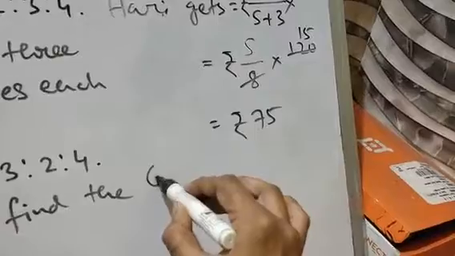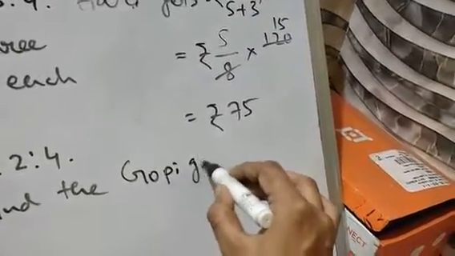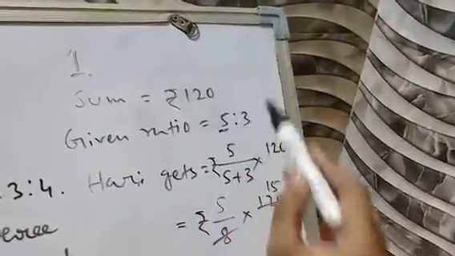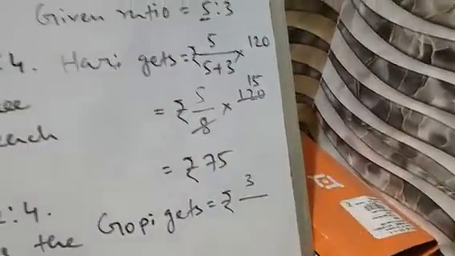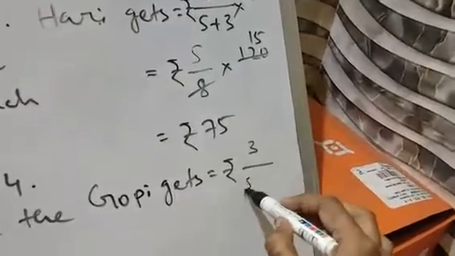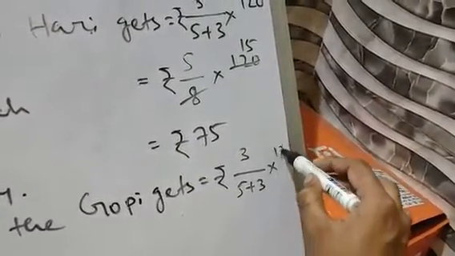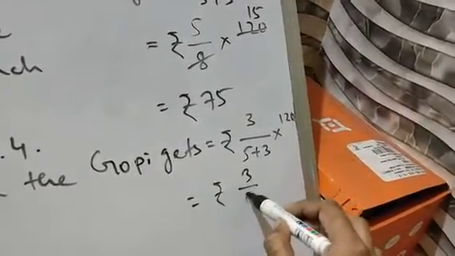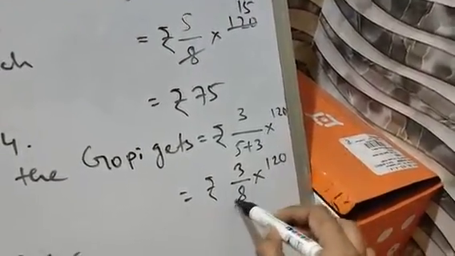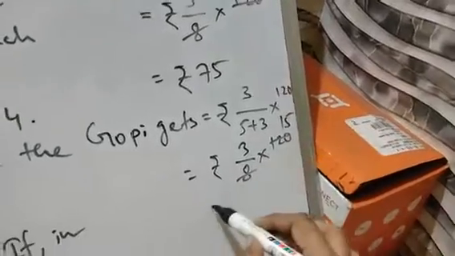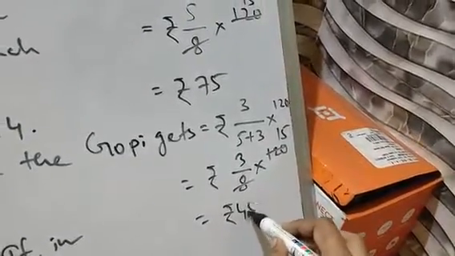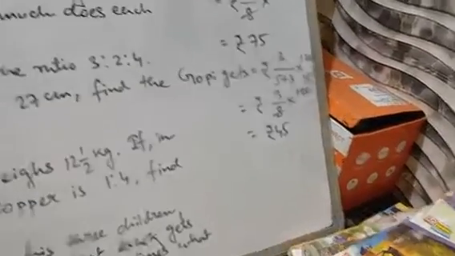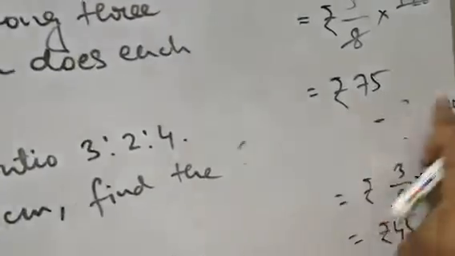In the same way, Gopi gets, now Gopi gets 3 rupees. Therefore 3 will be your numerator, and in the denominator the same, 5 plus 3, into 120. Clear? So 3 by 8 into 120, 8 15s are 120 and 3 15s are 45. So Gopi will get 45 rupees. Clear? So the question is solved.